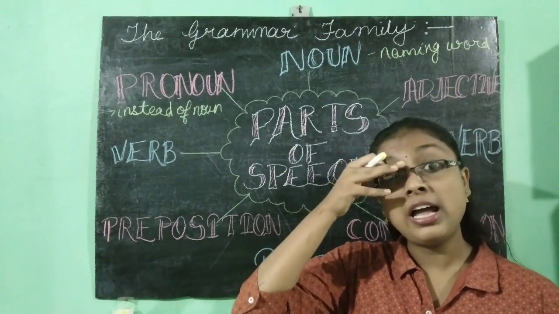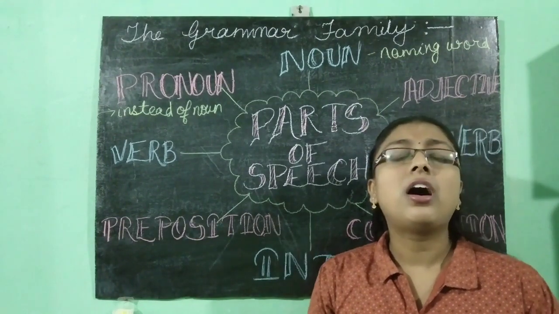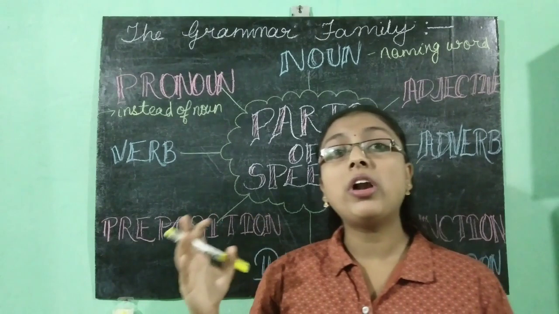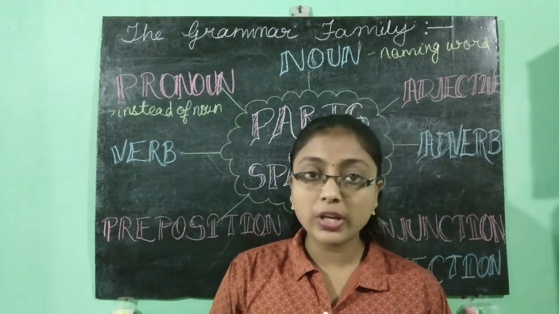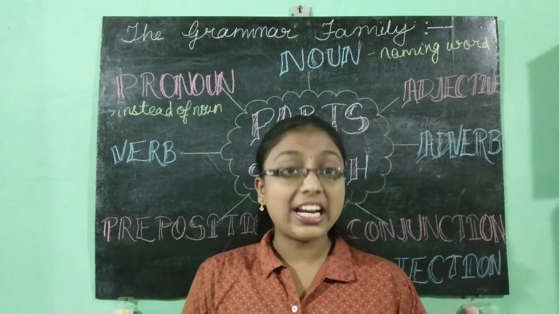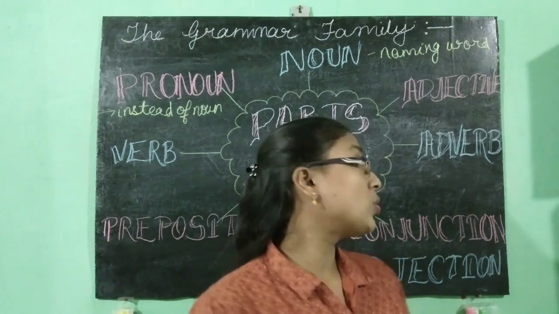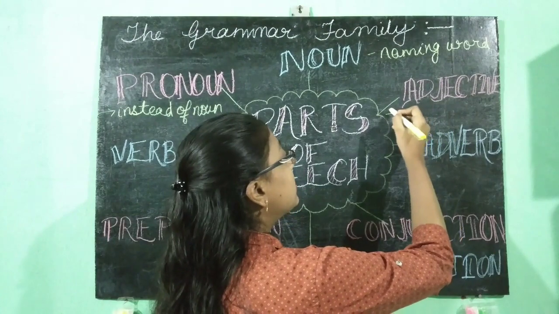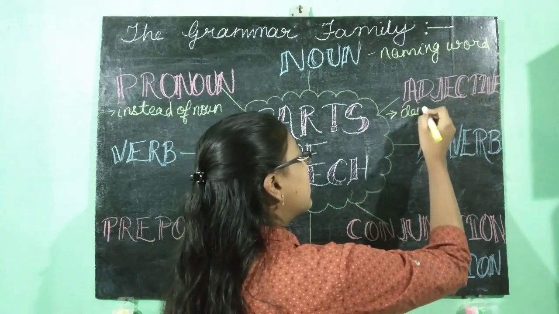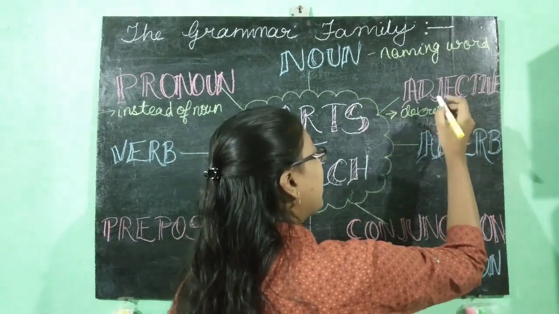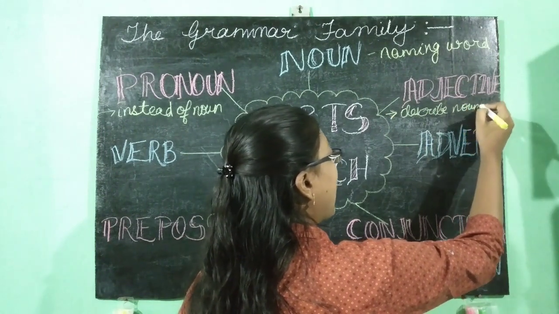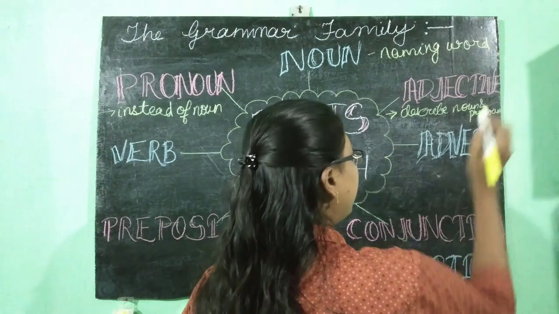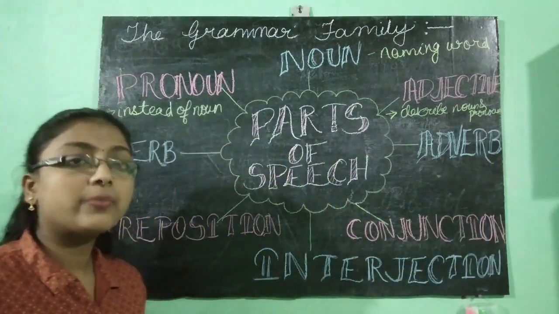So here beautiful is the adjective. Or you can say Taj Mahal is a wonderful monument. So here wonderful is the adjective. Understood? So adjectives are the words that describe nouns and pronouns. Did you understand?